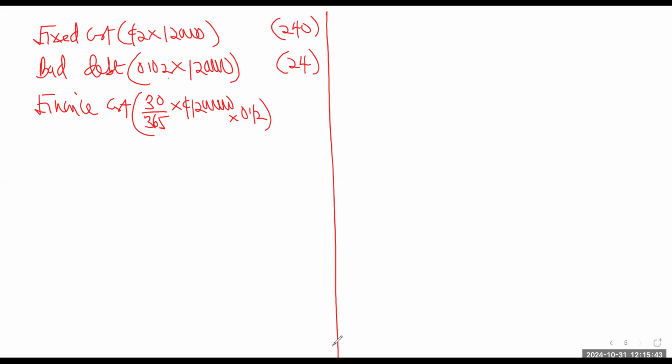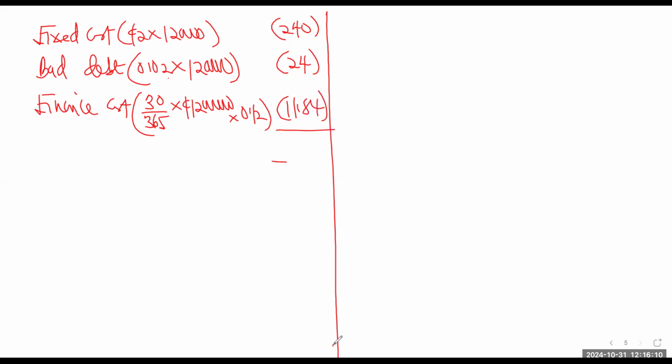No, let's take it one by one. 30 over 365 multiplied by 1.2, isn't it? Multiplied by, within 3 zeros it is supposed to be multiplied by 1,200. Okay, so it's 11.84. Yes. Okay. So 11.84.